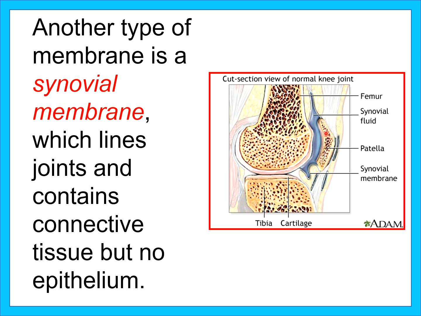All right, so here we have a cross section of a normal knee joint, and you can see the patella, which is the kneecap. And then you have your femur, which is your thigh bone, meeting with your tibia, which is like your shin bone. And there is a membrane that's going to line this joint. And so you can see that's in blue here. And so that synovial membrane is made out of connective tissue, and there will be a synovial fluid inside of it, but there's no epithelial tissue.